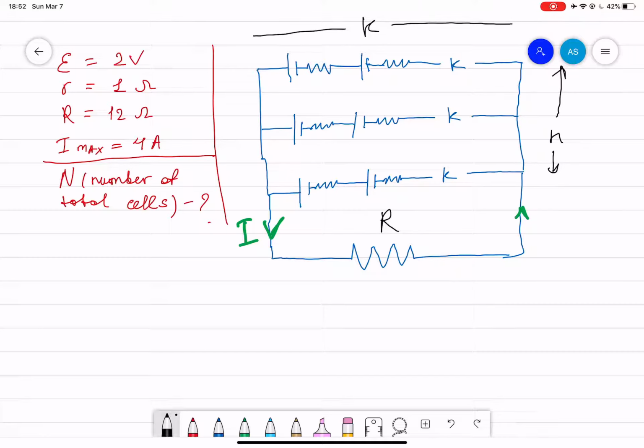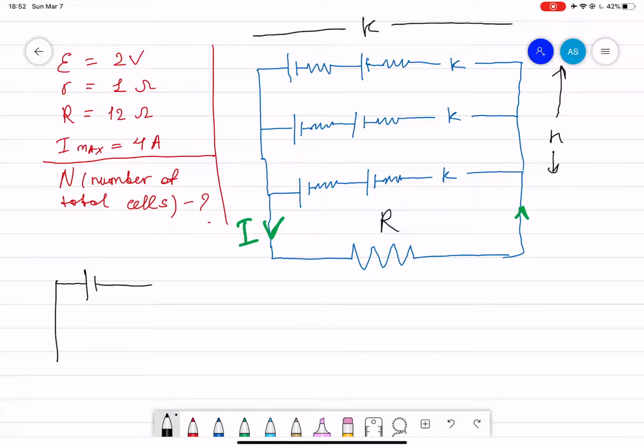Okay, so basically you have to find the total number of cells or batteries in the circuit in order to achieve that maximum current of 4 amperes and capital R equal to 12 ohms. Now, first of all, let's try to simplify the circuit and then we can start solving it.